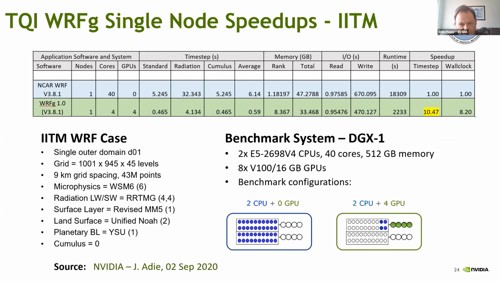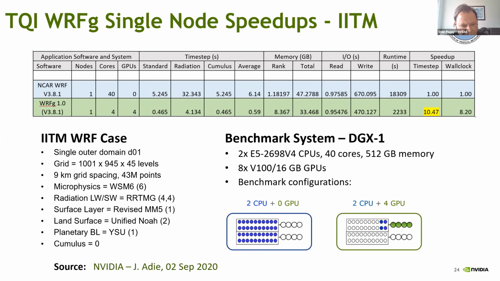IITM is another organization we're working with. They're the Indian Institute of Tropical Meteorology. They've got a prediction system based on WRF. This is their operational NWP. Here we looked at a single domain again, nearly the same size that you saw earlier, but here we've got 9-kilometer grid spacing, and the list of physics that you see there. Ran this on the same Prometheus system, and you can see we were able to achieve about a 10.5x speed up for 4 GPUs again versus 2 CPUs.